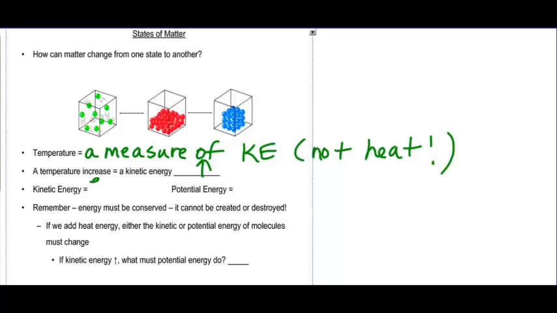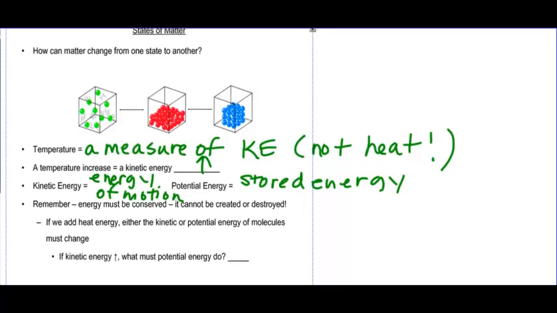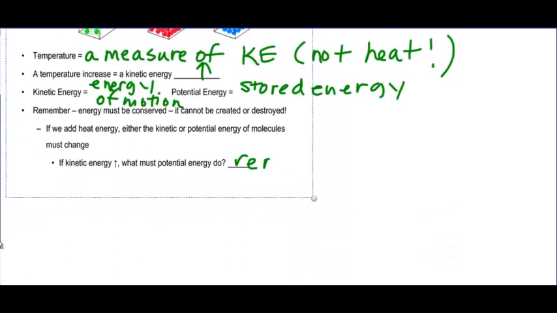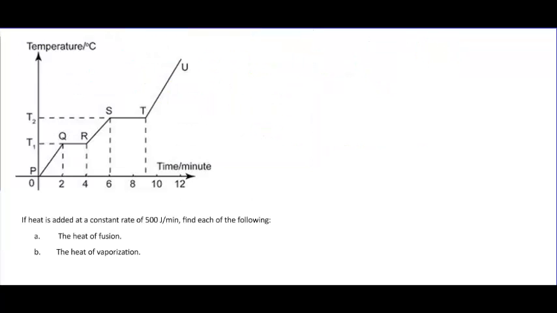So kinetic energy is energy of motion. Potential energy is stored energy. Remember, energy is conserved. It cannot be created nor destroyed. So if you're adding heat, either the kinetic energy is changing or the potential energy is changing, not both. So if kinetic energy is going up, then potential energy must remain constant. Only one can change at a time. One form of energy can change at a time. Okay? So if potential energy is increasing, kinetic remains the same. Okay.